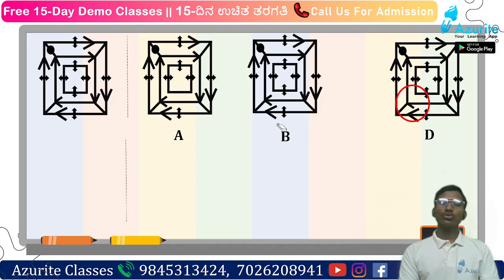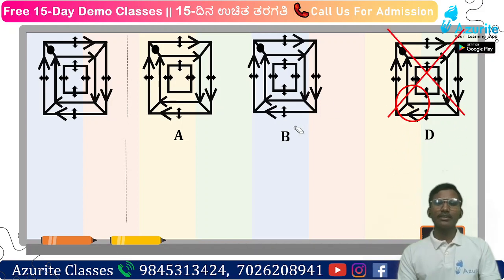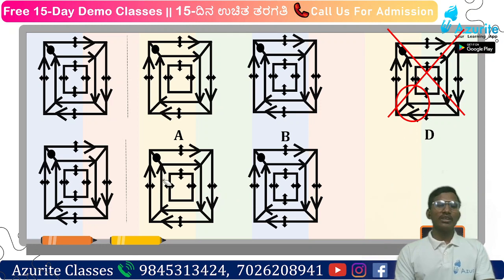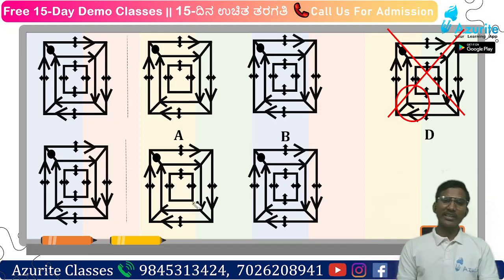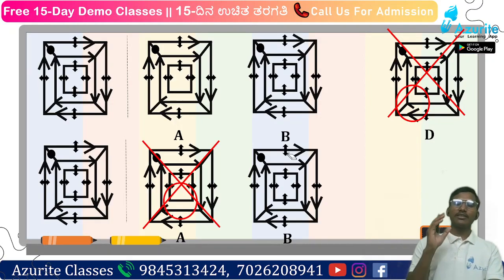Now let us go to the next figure. Then will it be A? Why is it not A? Can anyone tell? If you see here at the bottom, there is no double-sided arrow, right? So that is why the answer will not be A. So the answer will be option B, right? So option B will be the answer.